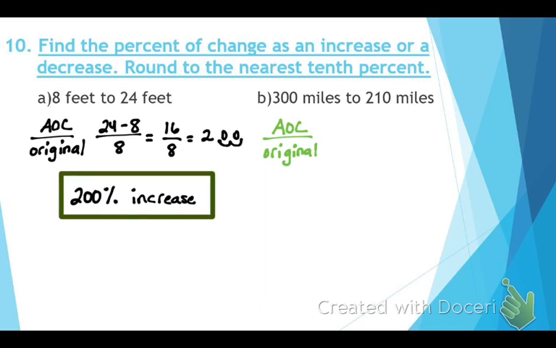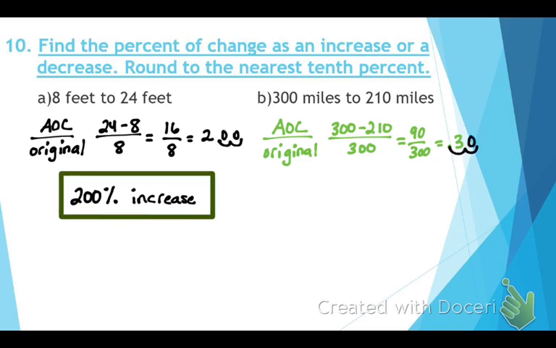All right, so for the amount of change, it started at 300 and it changed down to 210. But remember, the original amount was 300. As I walked around, some people plugged in 210 at the bottom. Make sure you put the original amount. The original amount will always be what comes first in the original problem. Guys, what's 300 minus 210? 90. What is 90 divided by 300? 0.3. How do I turn that into a percentage?